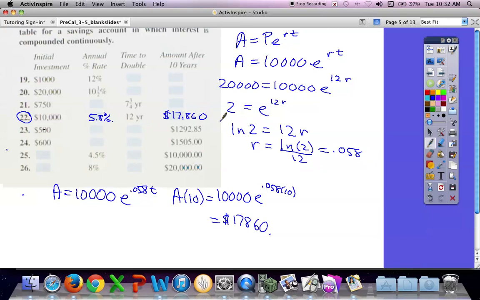Okay, so it's kind of a two-step process, and that's what can happen when you're doing an exponential model, whether it's growth or decay. Sometimes you're given a piece of information so you can calculate the constant in the exponent so that then later you can answer a second question.